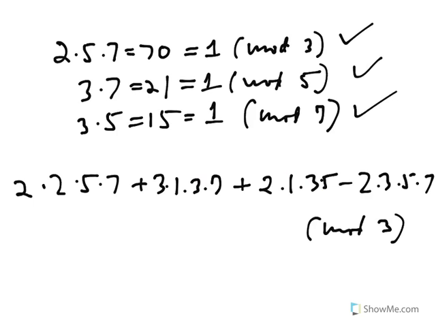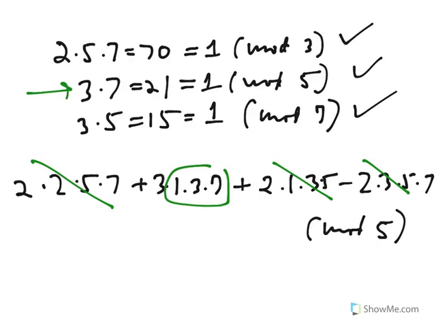On the other hand, if instead of doing mod 3, I did mod 5, then this has a 5 in it, this has a 5 in it, this has a 5 in it. So those terms don't contribute to the remainder. The 21 is remainder 1 when I divide by 5. But this 3 in the front turns that remainder 1 into remainder 3. So the answer would be remainder 3.